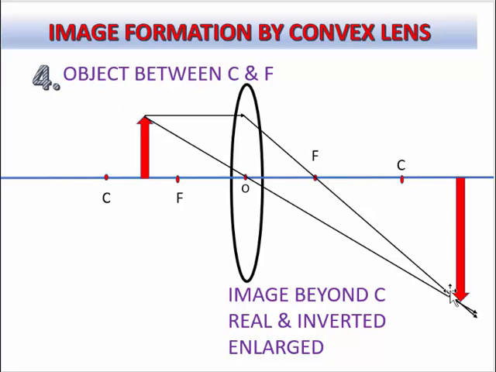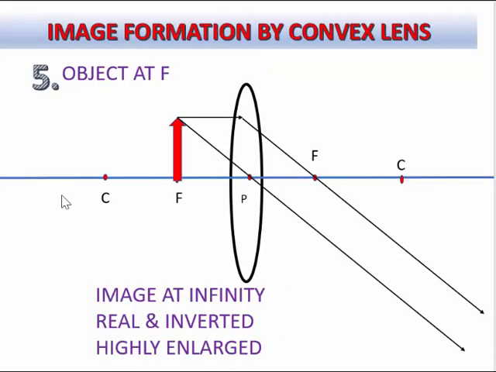So again, this proves that slowly and steadily, as we move our object from infinite position to closer and closer to the optical center, the size of the image is increasing slowly and steadily. Let's now shift our object further close to the pole. So now we place it at the focus.